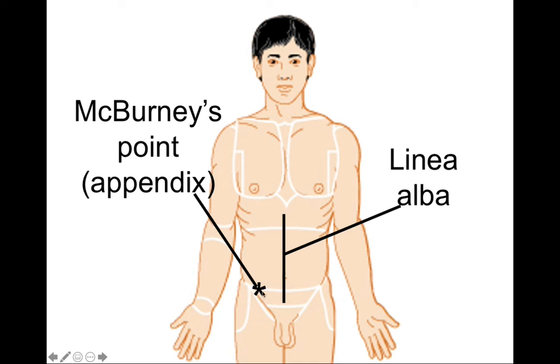We call this point McBurney's point, and this is right in about the area where the vermiform appendix is going to be coming off of the cecum of the large intestine.